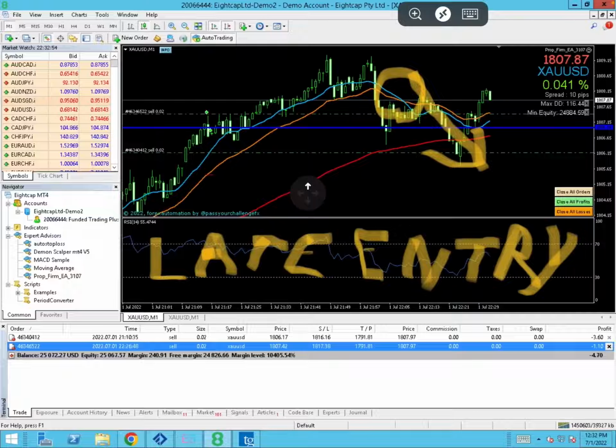However, why I've got late entry there is because the RSI showed us far earlier where we should have started selling, and the crossover of the orange and blue was a late entry. It didn't show us anywhere close. Well, it was close, but it was late.